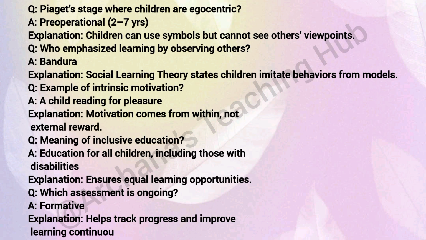Some sample PYQs with answer plus explanation. Question number 1. Piaget stage where children are egocentric. Answer: pre-operational, 2 to 7 years. Children can use symbols but cannot see others' viewpoints.